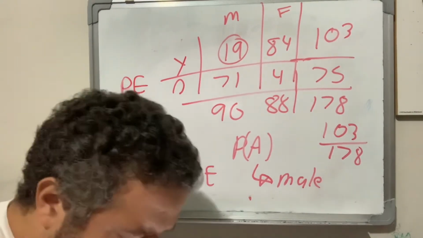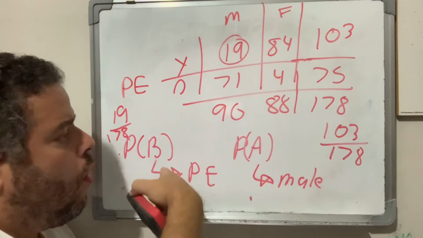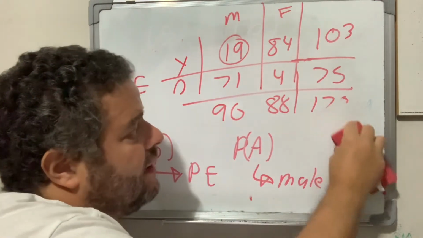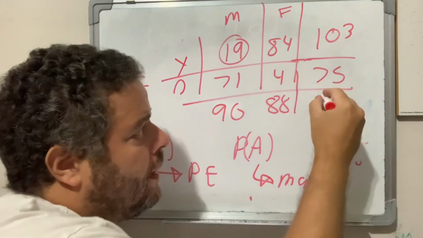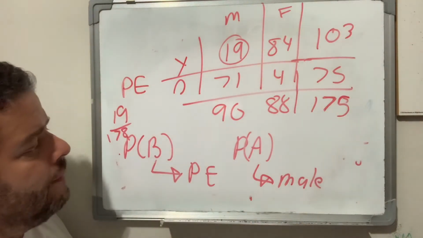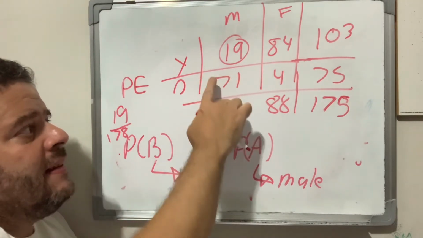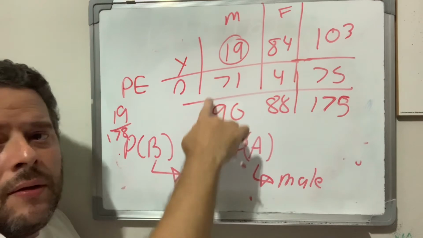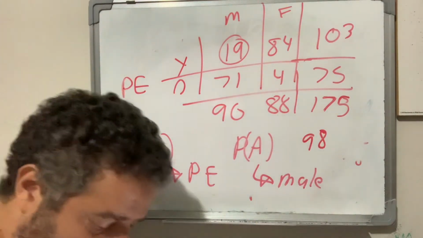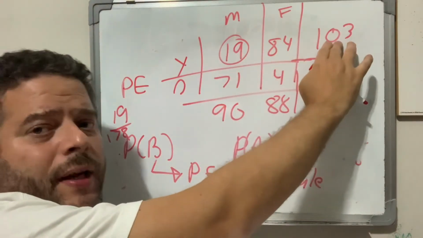Now let's go over the third one. Let's find A or B. Now, for A, I have male patients. I have 19 plus 71. I have 98. And for pierced, I have 103.